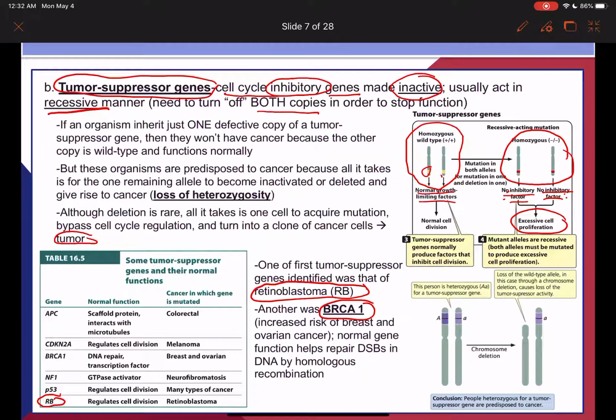When mutation happens on both copies of BRCA1, it will increase the risk of breast and ovarian cancer. The normal function of BRCA1 is to help repair double-stranded breaks in the DNA by homologous recombination specifically. So when you have mutation in both copies of the BRCA1 gene, you lose the capability of repairing double-stranded breaks in that particular DNA repair mechanism.